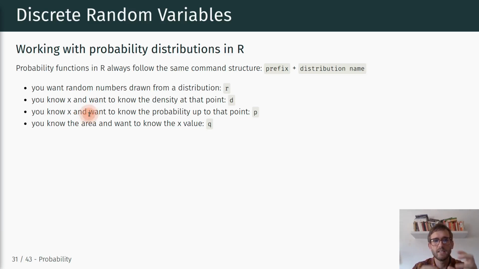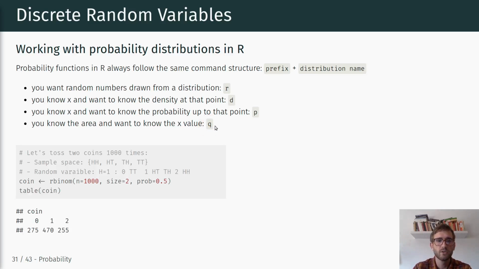If you know x and you want to know the probability up to that point, so that's looking at the cumulative distribution function, then the prefix is p, and again that is added to the distribution name. And lastly, if you know the area, basically the cumulative probability, and you want to know the x value, then you can use the prefix q.